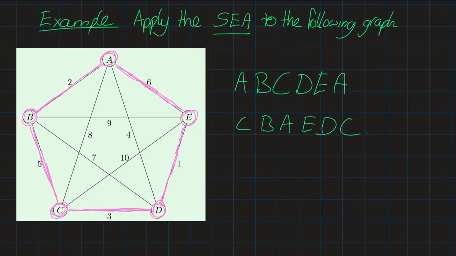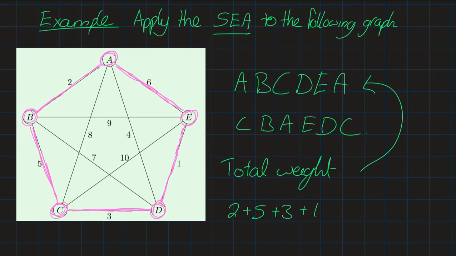Okay. If we work out the total weight of this up here, then what do we get? 2 plus 5 plus 3 plus 1 plus 6, which is 17, which is a pretty good Hamiltonian circuit. It's pretty short. Okay, so this is the sorted edge algorithm. I have a hard time saying this, I'm sorry. Okay, that's the end of this example. That's the end of this video, and that's the end of this module.